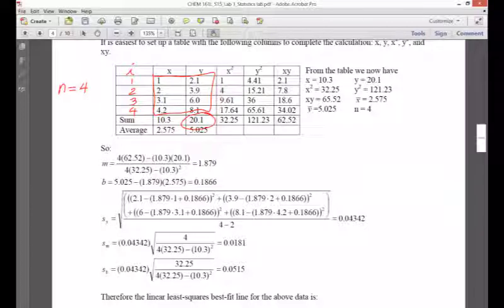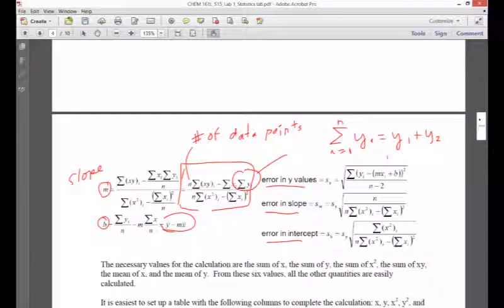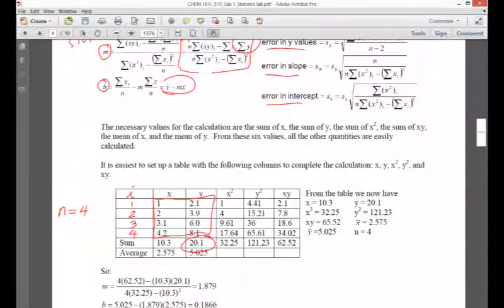And then also how you use these, you just substitute these in place of the summation parts up here. So like here, we have a summation of x squared, and so at that point in the equation, you're going to put in the 32.25. That's the summation of x squared.